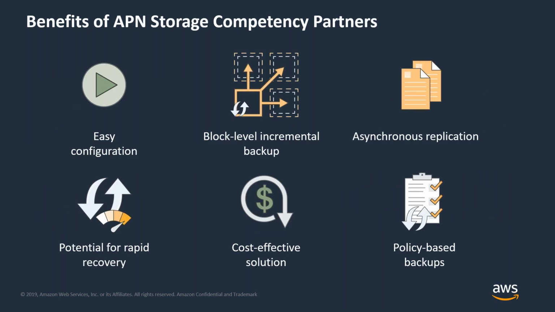So, what are some of the benefits of APN Storage Competency partners? Well, as I mentioned, partners or technology partners help create advanced functionality, and one of the other things that they do is they actually help customers deploy solutions in an easier and quicker manner, right? Using familiar interfaces and really bringing together all the services that AWS utilizes. Some of the advanced functionality that some partners bring are things like incremental backups and policy-based backups, as well as helping customers identify and rapidly recover their data. And overall, this helps create a very cost-effective solution for customers.